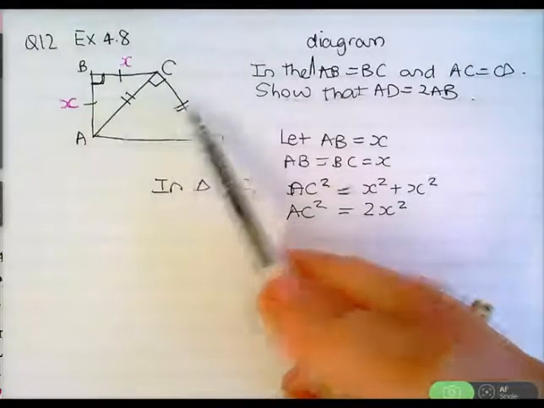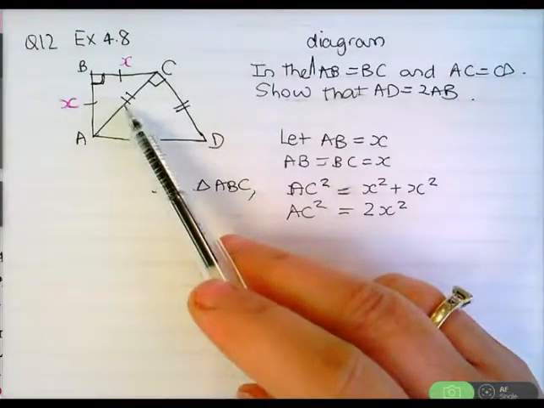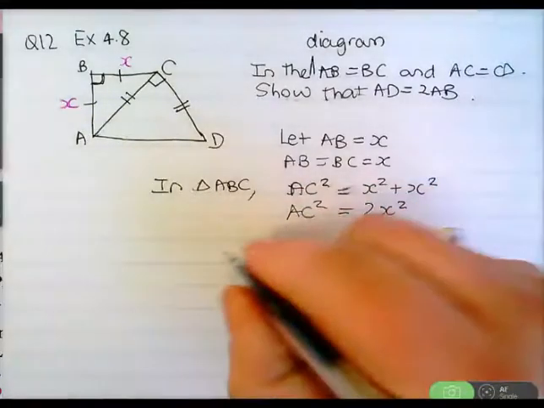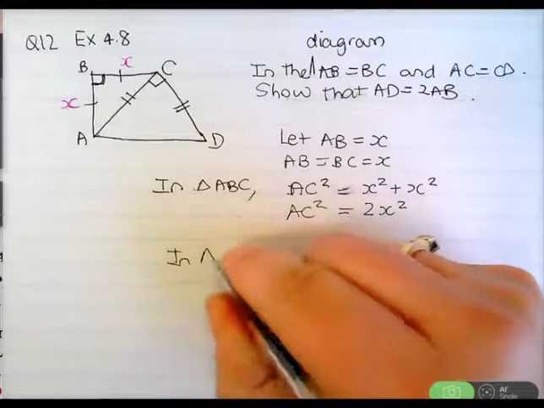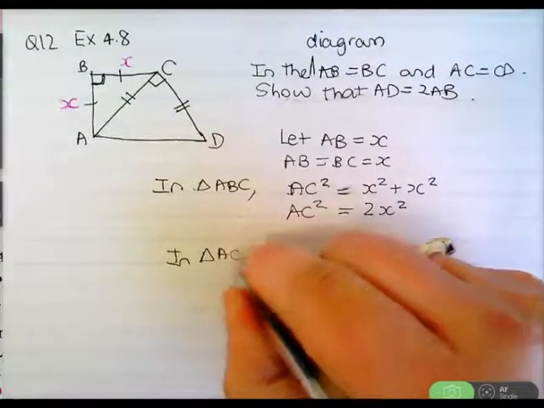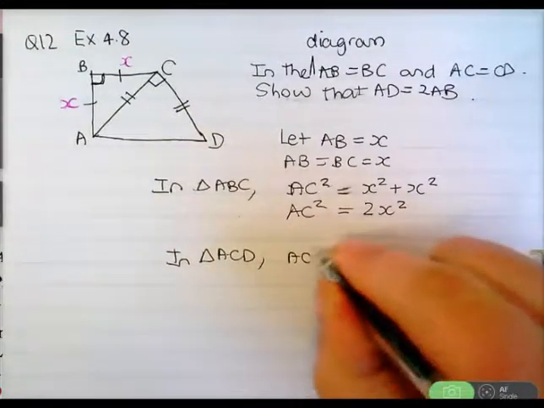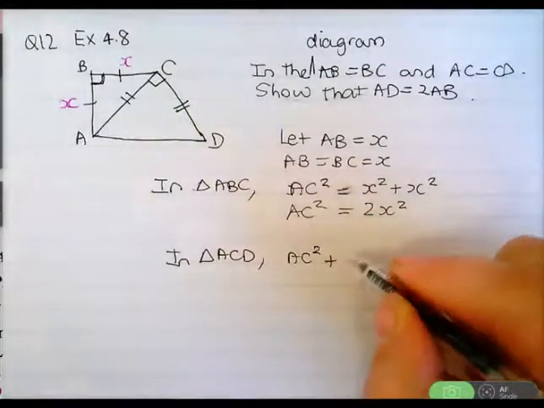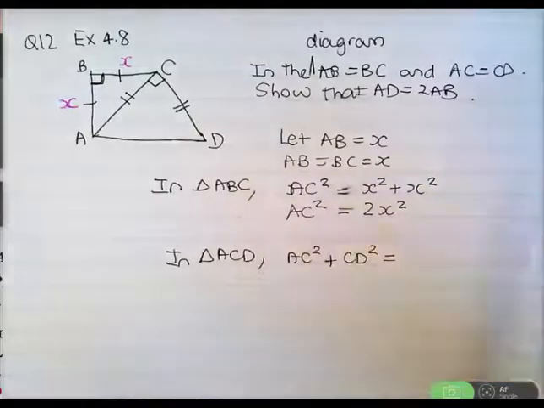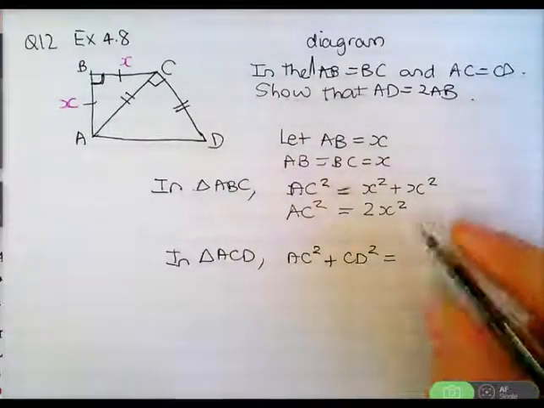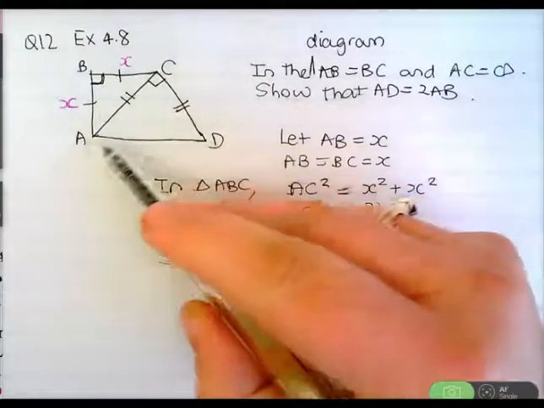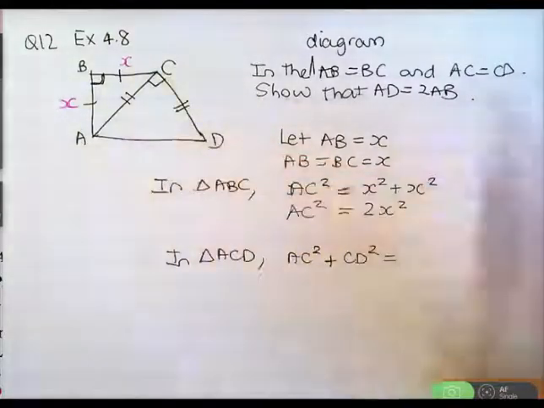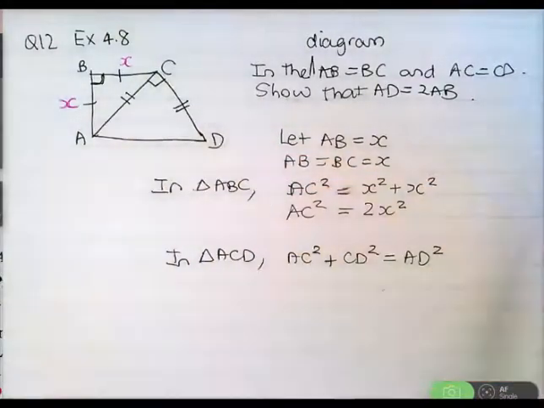Now, girls, I'm actually not going to work out what AC is, because tell me what I'm going to do in this next triangle. AC squared, yeah. So in the next triangle, triangle ACD, aren't you just going to use AC squared plus CD squared? That squared plus that squared is AD squared. Girls, do you know why I'm doing that?